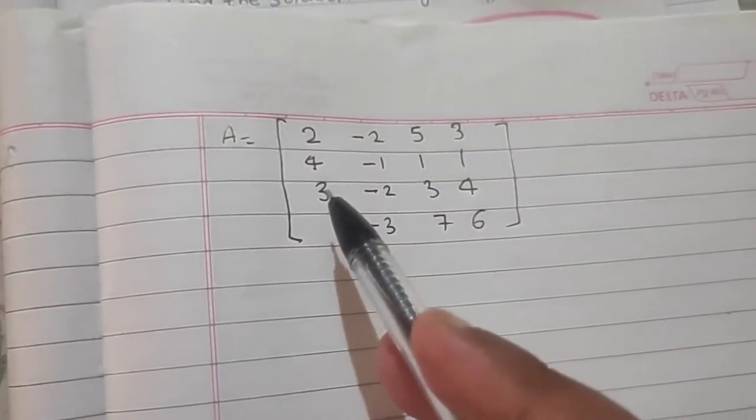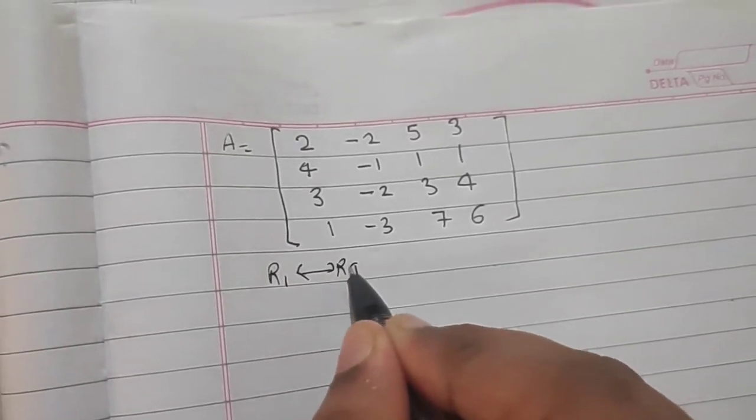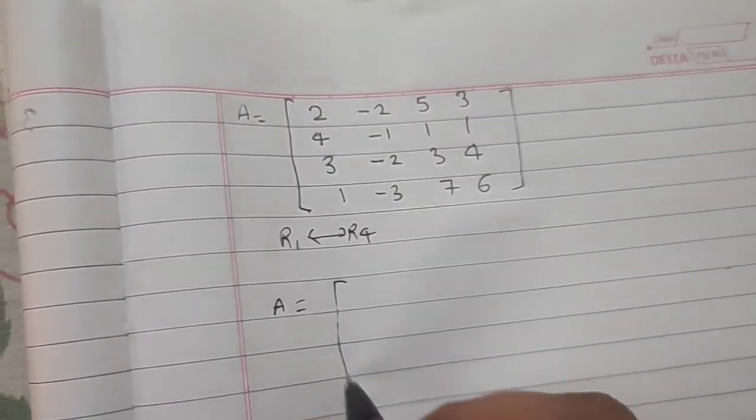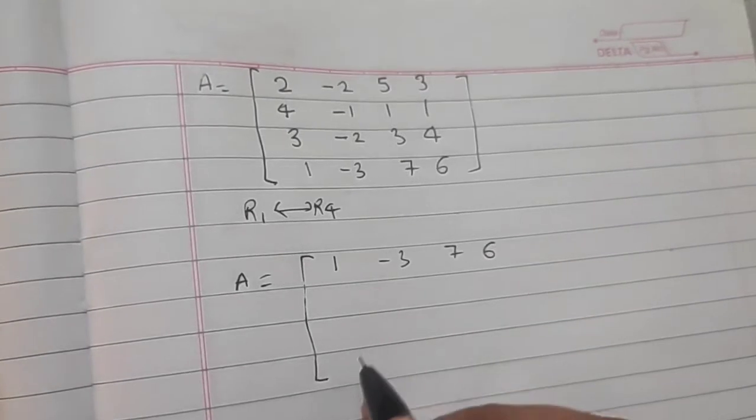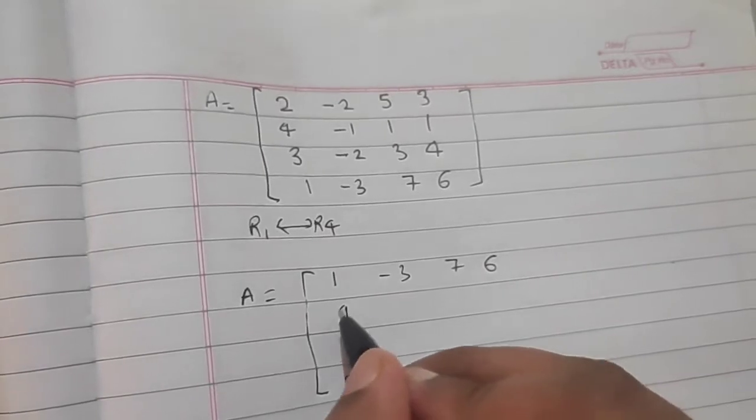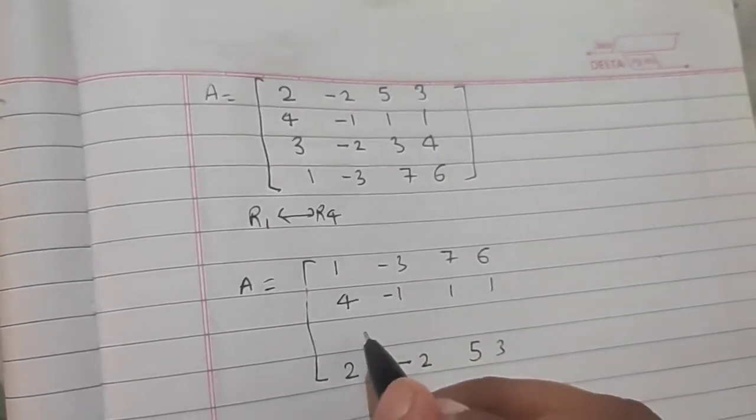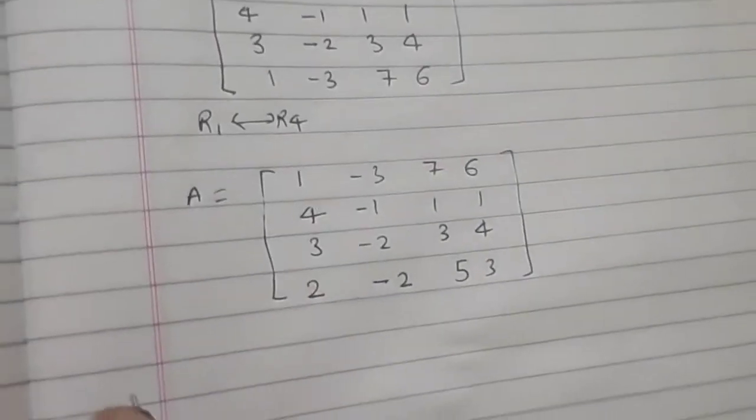Now I always want 1 at the top because with the help of that one I will make the 4, 3 and whatever is there to 0. So I am switching R1 and R4. So what I will get is my matrix A boils down to 1, minus 3, 7, 6 at the top, and this goes all the way to the bottom, 2, minus 2, 5 and 3, and the rest 2 rows remain as they are. So this one is 3, minus 2, 3, 4.